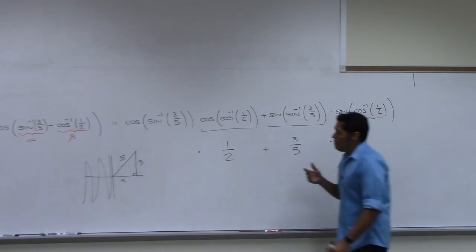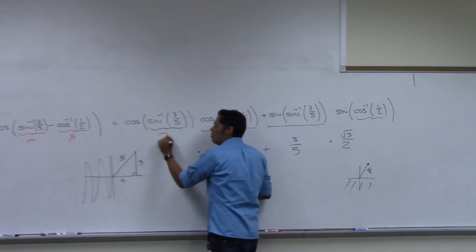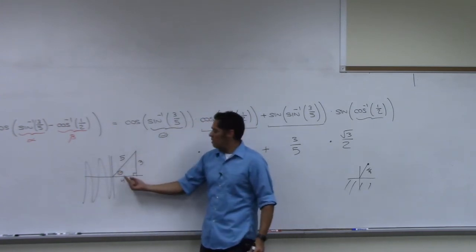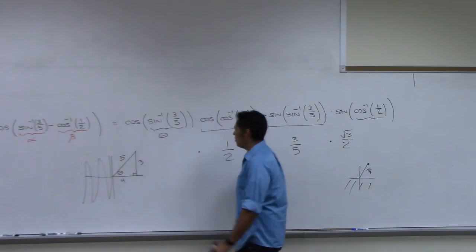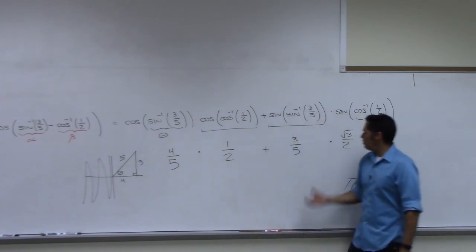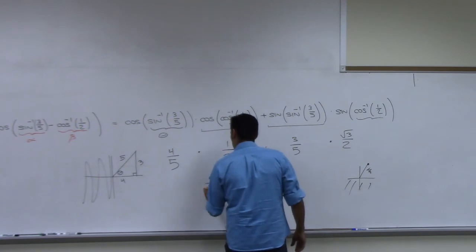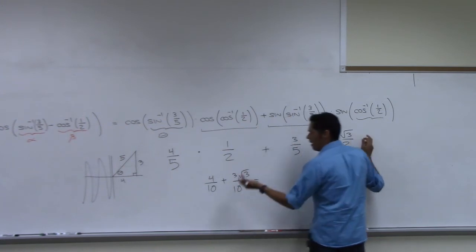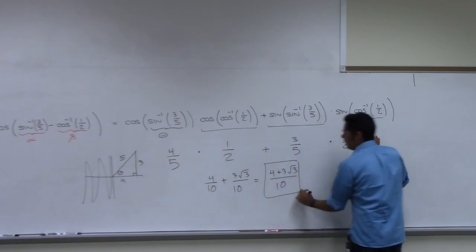All right, so this right here gives us an angle. I don't know what that angle is. What I do know is that that angle lives in this triangle. And now if I want cosine of it, I just want the adjacent over the hypotenuse, which is just 4/5. So now you multiply these two, then add together. So 4 times 1 is 4, 5 times 2 is 10. So 4/10 here plus 3 times root 3 over 10. They already have the same denominator. 4 plus 3 root 3 over 10 is the exact answer.